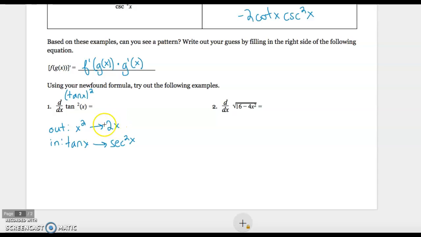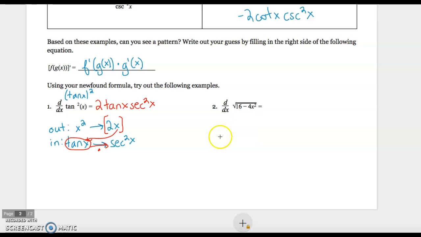So I do the derivative of my outer function, keep my inner function the same, so I'm actually plugging this back into my input, and then times the derivative of my inner function, secant squared. So you use your outer function, keep the inside the same, times the derivative of your inner function. So my answer would be 2 tangent of x secant squared of x for that one.